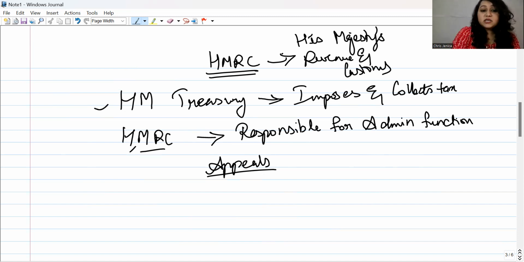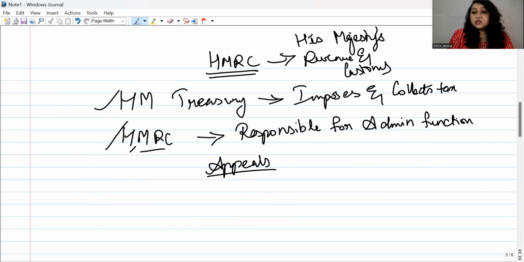So HM Treasury is His Majesty's Treasury. This is the body that imposes and collects tax in the UK. And HMRC, His Majesty's Revenue and Customs, is responsible for any kind of administrative functions for the collection of taxes. So those people who are involved in this are called officers of revenue and customs.